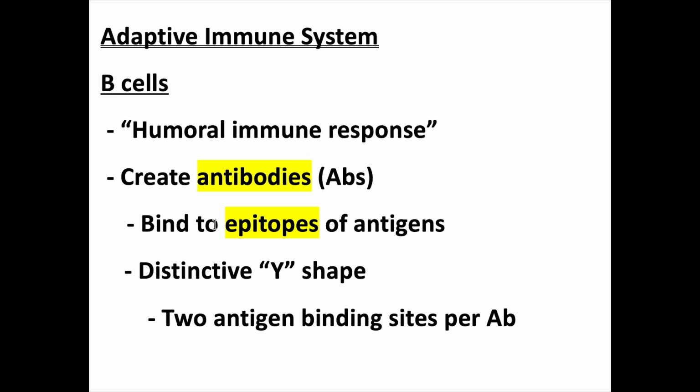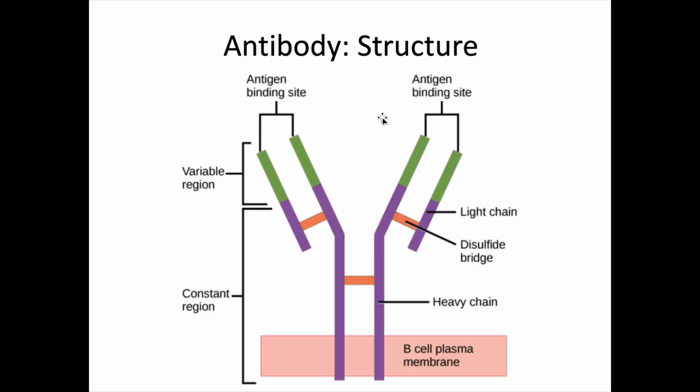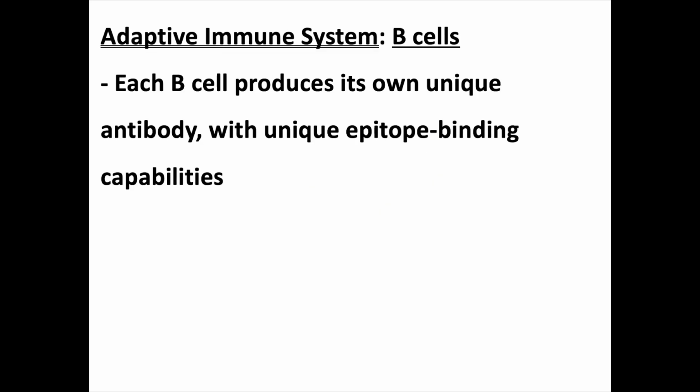Now, these antibodies, as I pointed out, have a distinctive Y shape to them, and they've got 2 antigen binding sites per antibody. That's what you get out of having this Y shape: antigen binding site, antigen binding site. Now, each B cell produces a unique antibody with unique epitope binding capabilities. They all have this same generic Y-looking shape, but there are tons of antibodies out there, and every single one binds to a unique epitope.